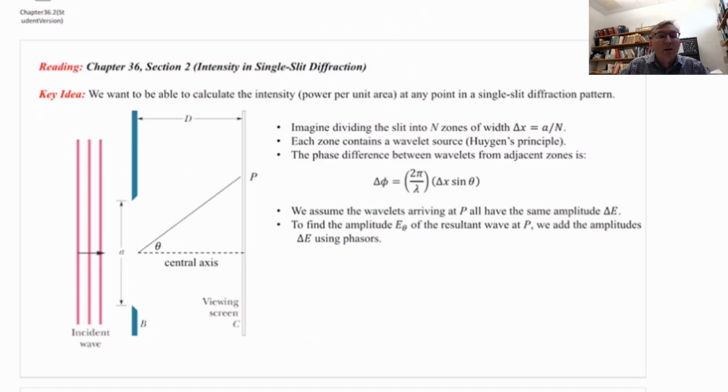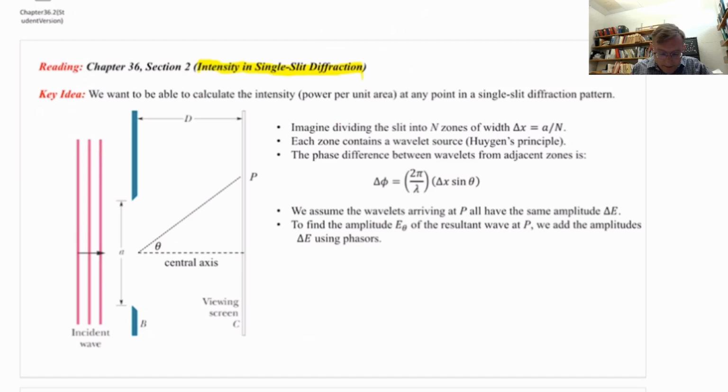Hello again. This is video lecture 36.2, and we're going to be studying section 2 in chapter 36, in which we're going to figure out a way to calculate the intensity of the light that we observe on the viewing screen when we are seeing a single slit diffraction pattern. So let me remind you of the geometry, which we talked about in the previous video lecture for single slit diffraction, and then talk through how we're going to calculate the intensity.